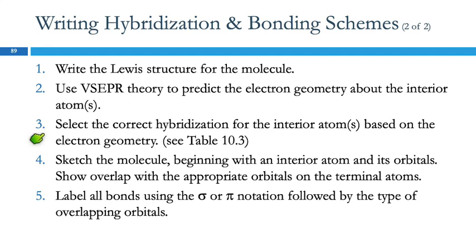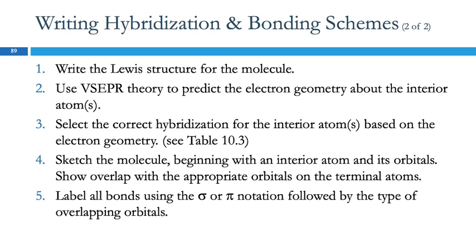So then we can select the correct hybridization. We can sketch the molecule, start with the interior atom and its orbitals, and then show overlapping with the appropriate orbitals of the terminal atoms, and then label all the bonds.